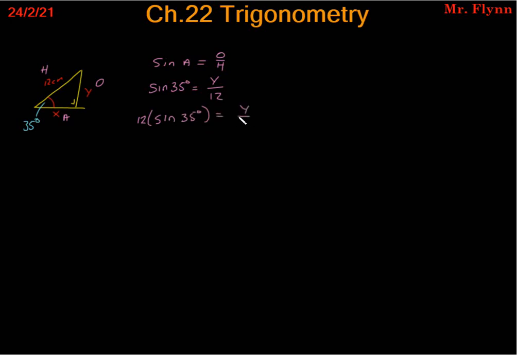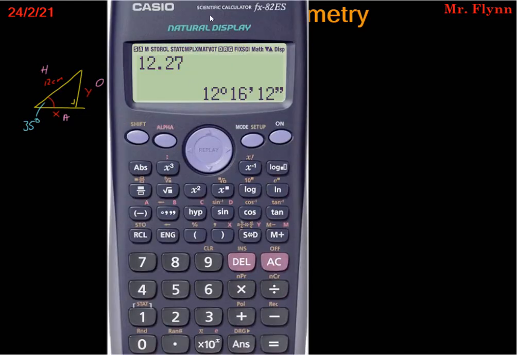And I'll just do it longhand here just to show you for the first go. Right, multiplying and dividing by 12. 12 goes into 12 once and once, so you're getting y all over 1, which is just y. So on the left hand side here, you have 12 times sine of 35 degrees is equal to y. So we now want to work out that value of y there.